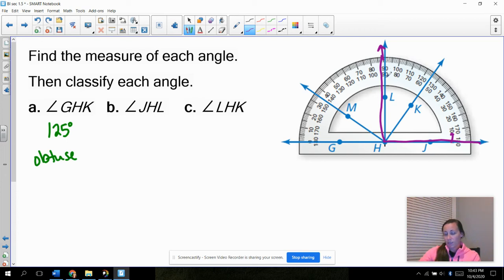Now this is the one that it doesn't matter what direction you come from because it happens to fall right in the middle. So that would be 90. And an exactly 90-degree angle is a right angle. So that would be classified right.